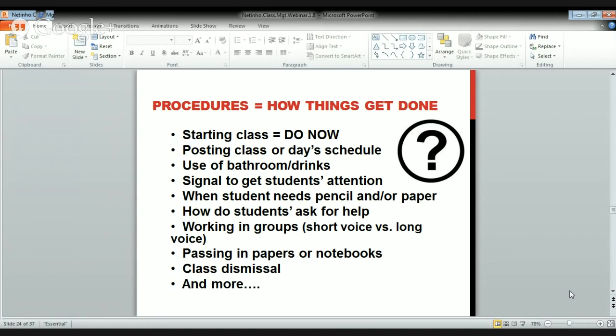All right, so let's look at the first one. It says starting class, do now. I'm going to explain this one with a more specific example because I really believe in having a do now activity right at the beginning of class. A do now, and I always wrote on my board, do now, is a 5 to 7 minute individual activity that starts class every day.